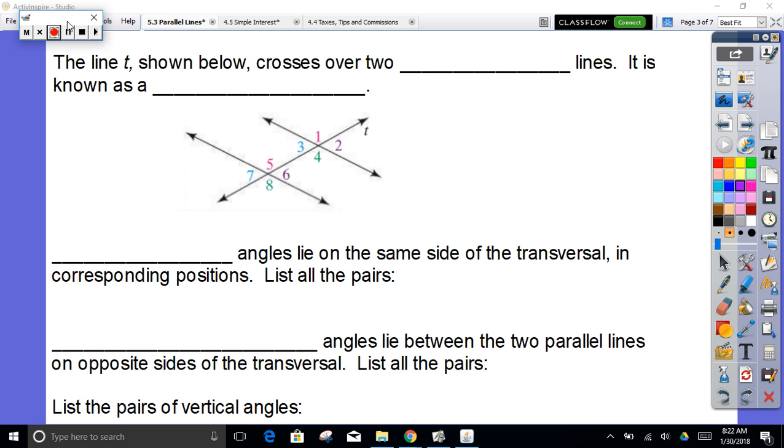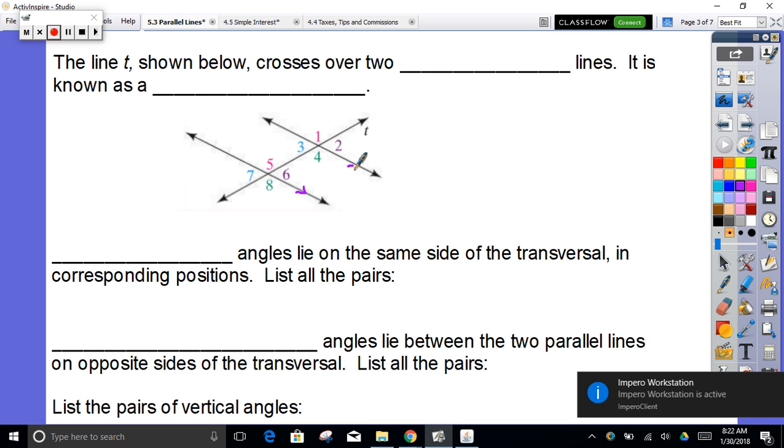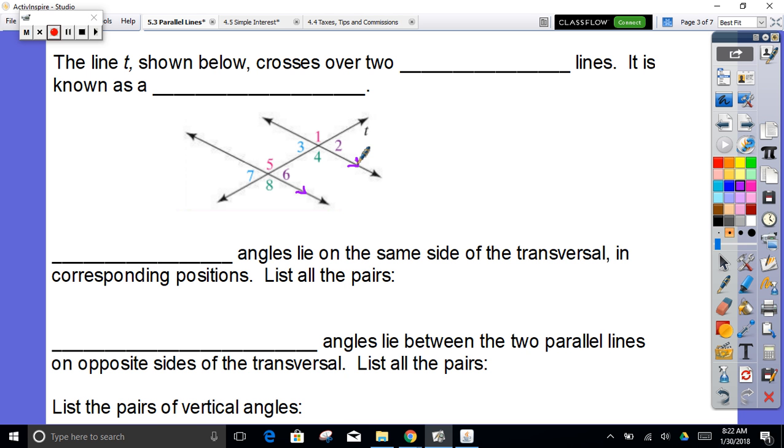So these lines that I'm going to draw little arrows on are parallel to one another. The two lines that I just drew the purple arrows on. The line that's going across, labeled with the letter T, that's kind of hard to see, I'll make that T a little bigger, is called a transversal. A transversal is just a fancy name for a line that crosses over two parallel lines. So our fill-in here is: the line T, shown below, crosses over two parallel lines. It is known as a transversal.